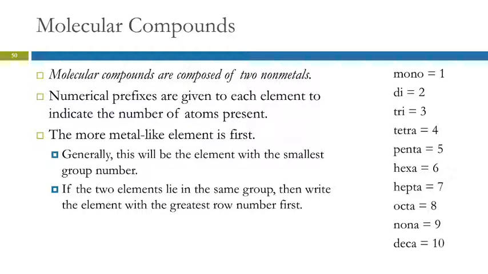Because the pattern with the ionic compounds was the metal goes first and then the nonmetal. Here we've got 2 nonmetals, but we still need to choose which one goes first. So we choose the one that's more like a metal, even though there isn't a metal. So these are the prefixes.